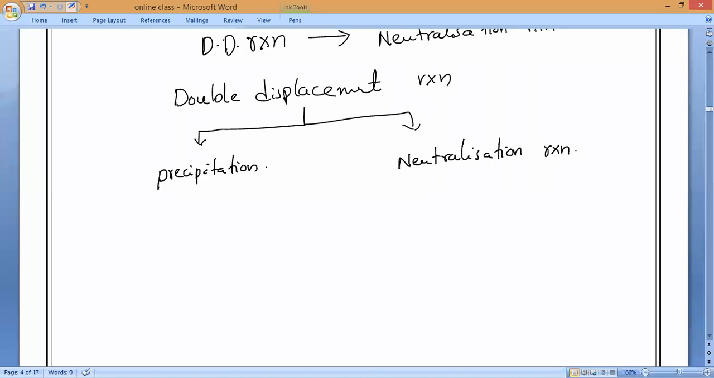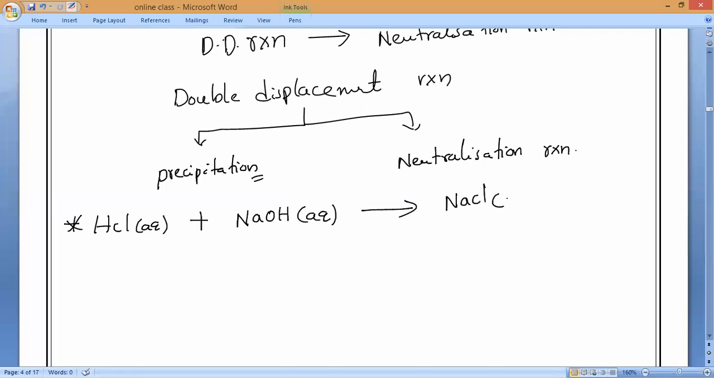As we know, I have given so many examples of precipitation reaction. Let us give an example for the neutralization reaction. Hydrochloric acid reacting with ammonium hydroxide. What is the ammonium hydroxide formula? NH4OH. It will give you NaCl, which is in aqueous state, plus what will it give, guys? Water. That is with respect to salt.